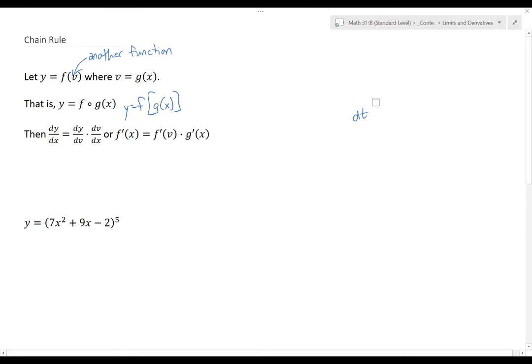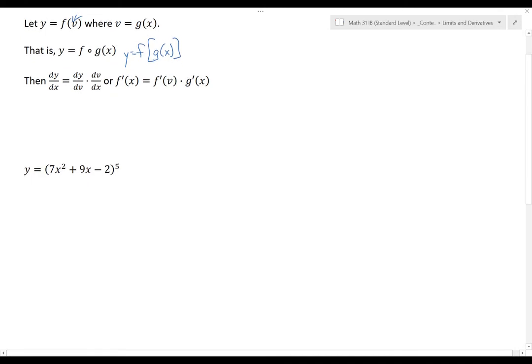So if I'm wanting to know the derivative of y with respect to x, so dy/dx, I can first derive y with respect to v, and then dv/dx, and it will simplify exactly as we would expect fractions to simplify. Or expressed in Newton notation, f prime of x equals f prime of v times g prime of x.